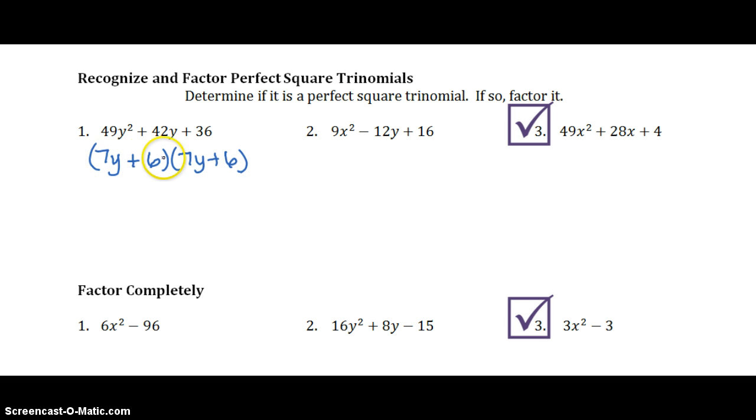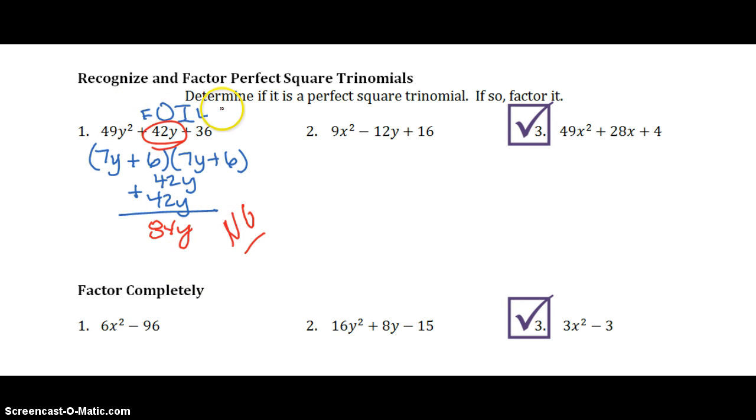I don't even need to do first and last because I know those are going to be right. So what I have to check on FOIL is not the F, but the O and the I, and I don't need to check the L. So outside is going to be 42y, and inside is going to be 42y. So when we add outside and inside together, we end up with 84y, which is not what we have as our middle term. So the answer is no, this is not a perfect square trinomial. It could be factorable, but that wasn't the question. The question isn't can we factor it, it's to determine if it's a perfect square. So let's try the next one.